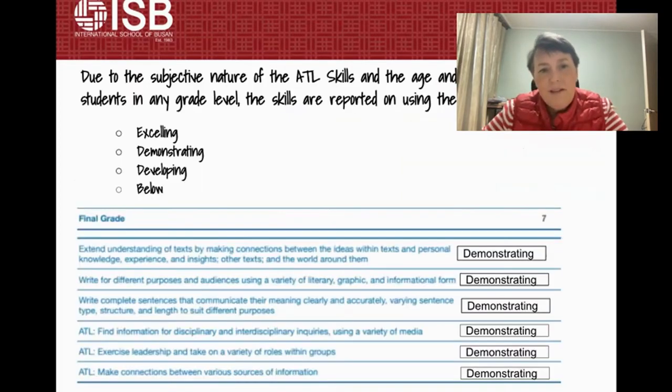Now, due to the subjective nature of the ATL skills and the age and maturation range of students within any grade level, the skills are reported on using the following categories instead of numbers. They go excelling, demonstrating, developing, and below. In this sample report, the first 3 are standards and the last 3 are the ATL skills. And these will be reported on throughout the year, in the fall, in the winter, in the spring, and finally at the end of the year report card.